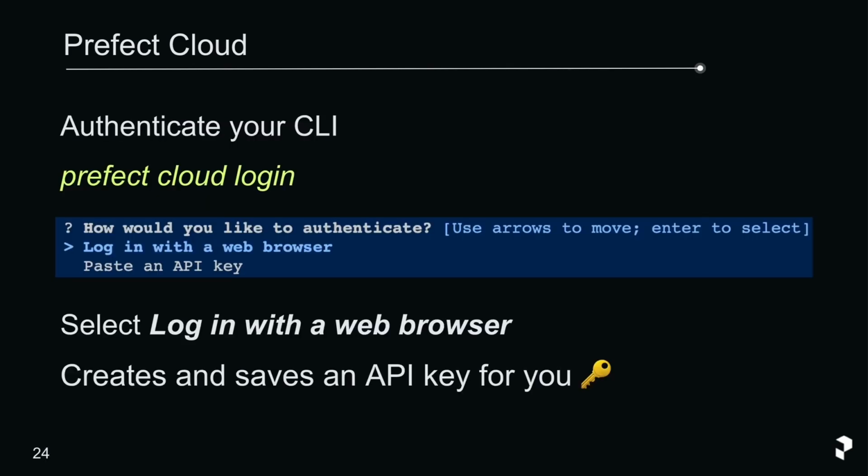Once you have created your account, you can authenticate to it from the CLI in your terminal or in your environment where you have Prefect installed. You can run prefect cloud login in the terminal, and you'll be prompted with two different methods for authentication. The first one is logging in with the web browser, and the alternative is pasting in an API key. I would say the easiest method would be logging in with the web browser because that creates and saves an API key on your behalf.